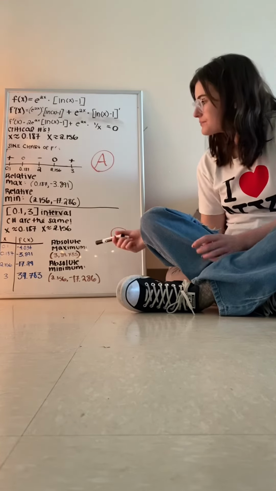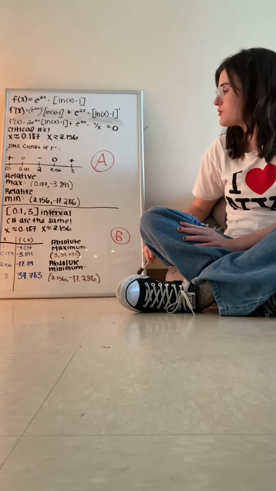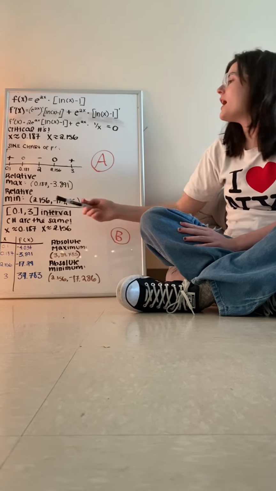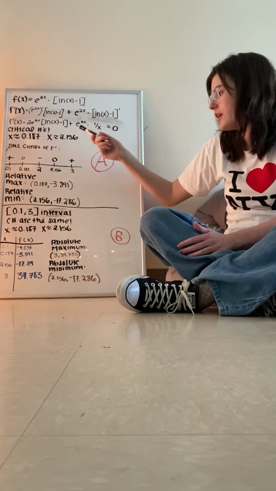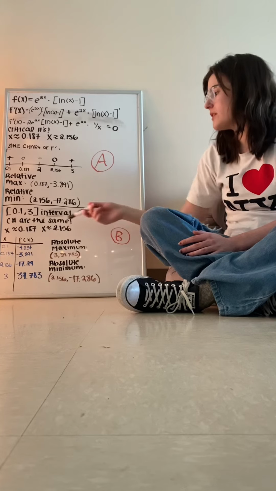For part B, we had to do the same thing except we had to find the absolute maximum and minimum of the equation on this specific interval, and thankfully our critical numbers from earlier are in the same interval as given, so we don't have to change them and they're the same.